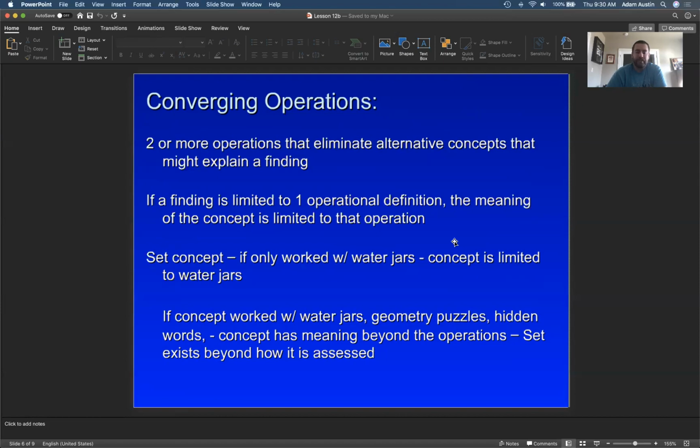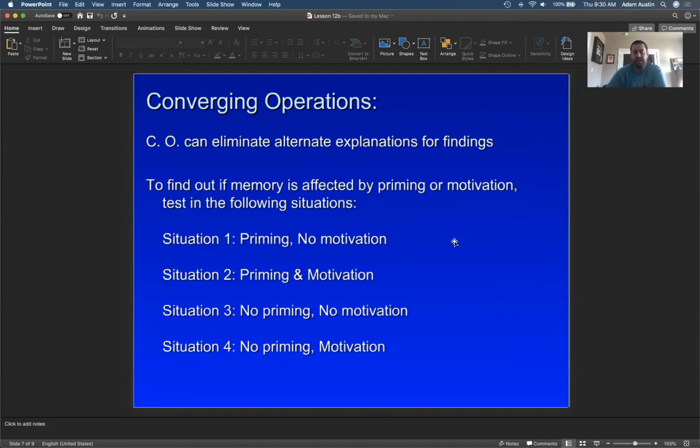Okay, so I want to skip to here to go over converging operations in a little bit more detail. Converging operations can eliminate alternative explanations for findings. To find out if memory is affected by priming or motivation, test in the following situations. Each one of these could be its own study, or you might just have a very large study that has 4 different conditions.